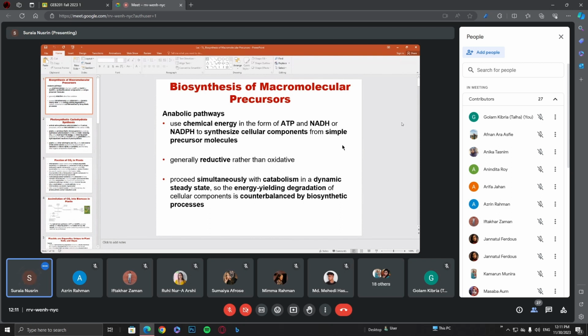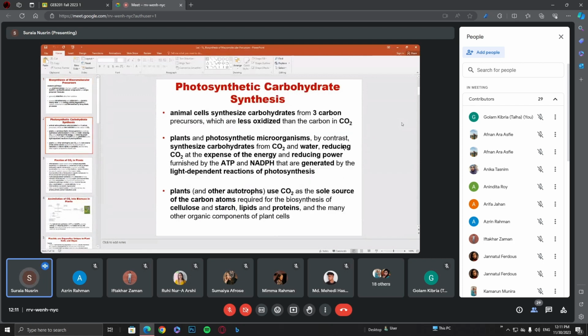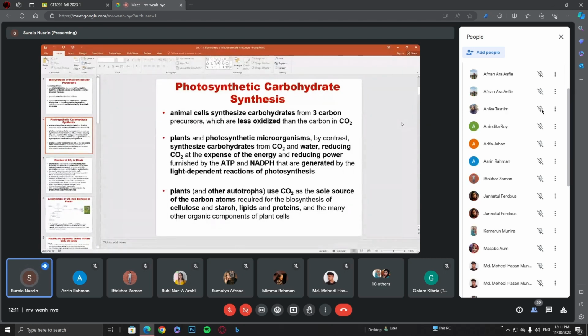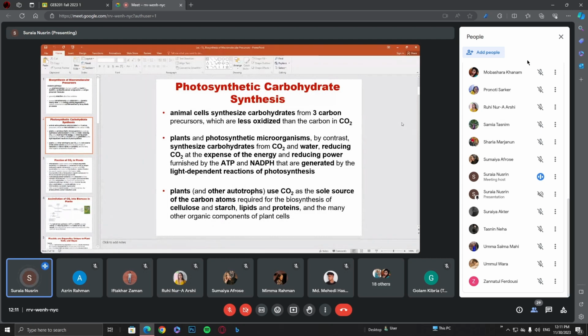Okay, so from this lecture we are going to start the biosynthesis of the macromolecular precursors. That means we have already learned the macromolecules and what are their precursors. So mainly here we are focusing on the biosynthesis of the macromolecular precursors. At the very first, we are focusing on the biosynthesis of carbohydrates. The precursors of carbohydrates are the simple sugars. So that is our topic. So how does the living organism synthesize the simple sugars?